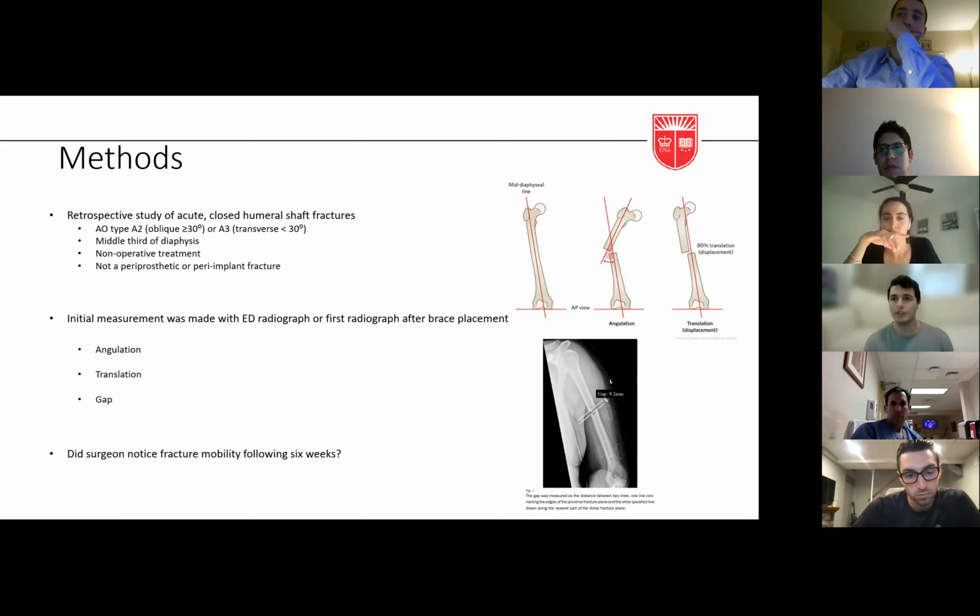Initially, they looked at the ER notes and noticed that these patients were sometimes functionally braced, but most of the time they were placed in a coaptation splint. Within 2 weeks, these patients were inevitably sent to an orthopedic surgeon and placed in a functional brace. They followed them for 6 weeks and looked at whether the surgeon noticed functional mobility after that time period. Those where functional mobility was noticed were ultimately treated operatively.